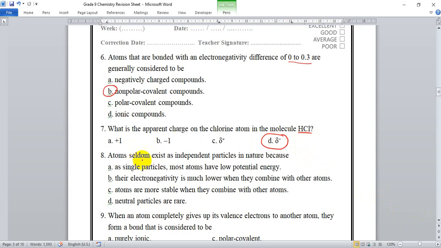Number 8. Atoms seldom exist as independent particles in nature because as single particles, most atoms have high potential energy. Atoms are more stable when they combine with other atoms. Neutral particles are rare. So the choice will be that when they combine, they are more stable, with less potential energy after combining.